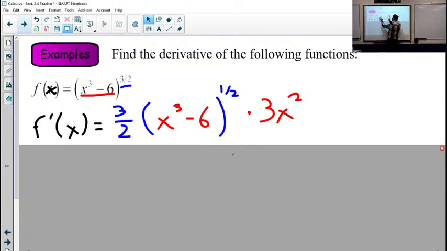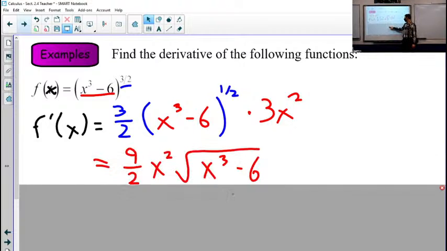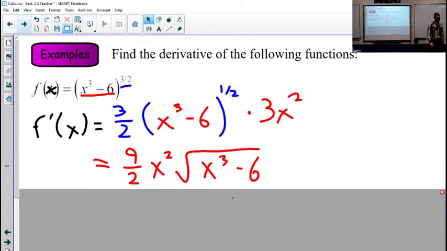So outside derivative, 3 halves, and then subtract 1 from the exponent, of the innermost function, the x cubed minus 6, times derivative of the inside part. Derivative of x cubed is 3x squared. So remember, we don't take the derivative of the inner part until we've dealt with the outer part. So we don't take the derivative inside of here. We take it separately, multiplied out here. If we wanted to rewrite it as square roots and multiply that out, we could write it this way as well.